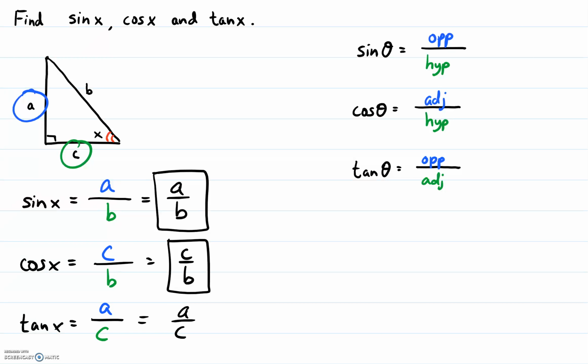You always want to look to see if you can cross something out on top and bottom or simplify a fraction if you have numbers. But in this case, we just write what we've got. So that's all you have to do. I would just say the biggest thing is just be sure that you do everything from the perspective of the angle, in this case x, that you're given.